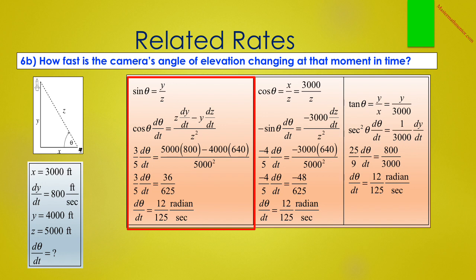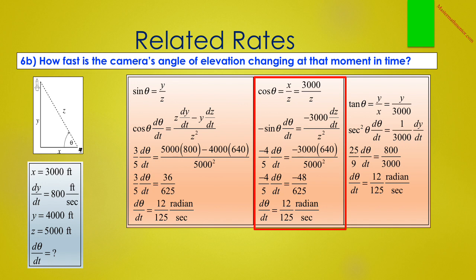It was 640. If we hadn't done that work, we would have to do it to figure out what dz/dt is. So this is a lot of work. We also divide that by 5,000 squared. Now it's math. 3/5 d theta/dt is equal to 36 over 625, and therefore d theta/dt is equal to 12 over 125, and that will be measured in radians per second.